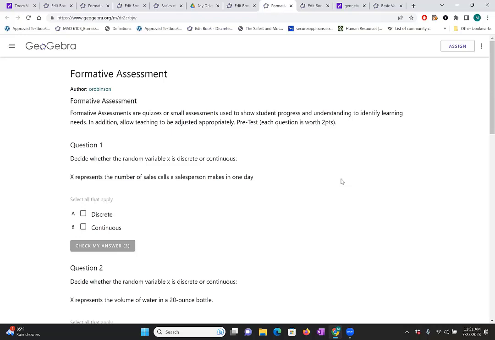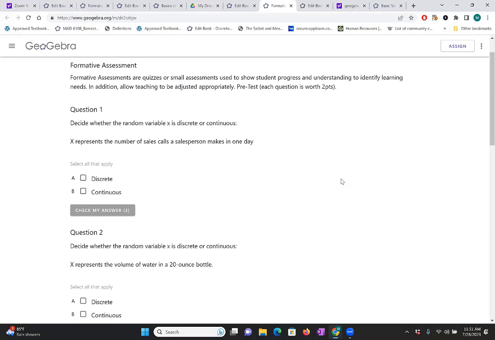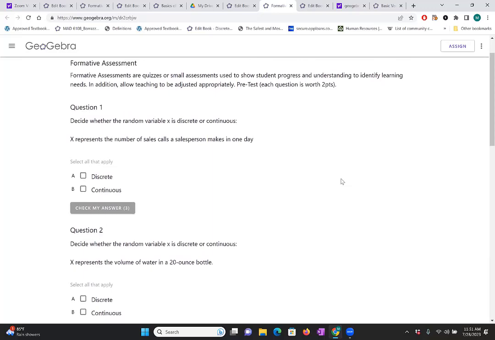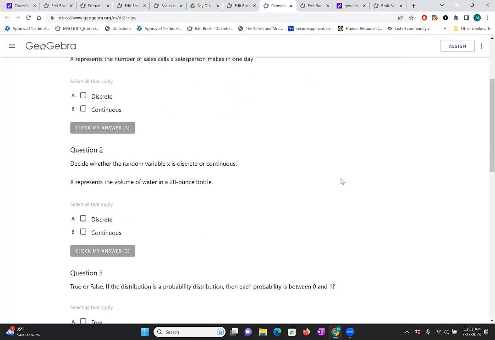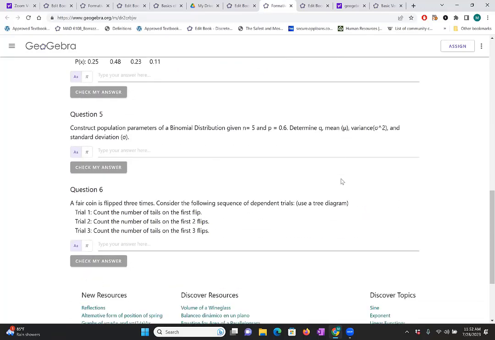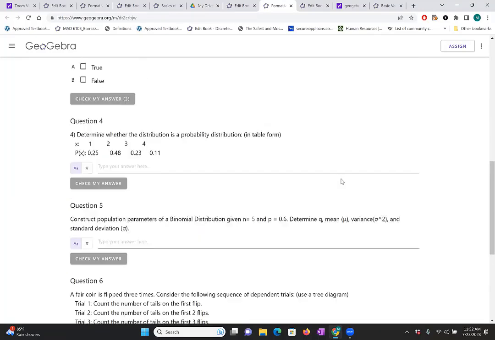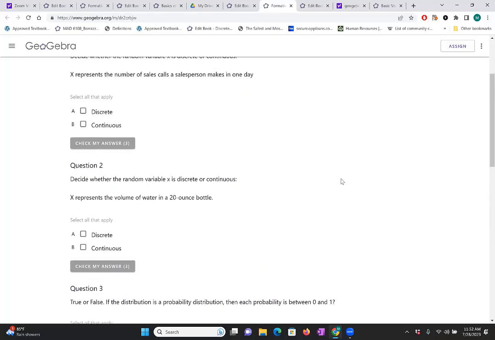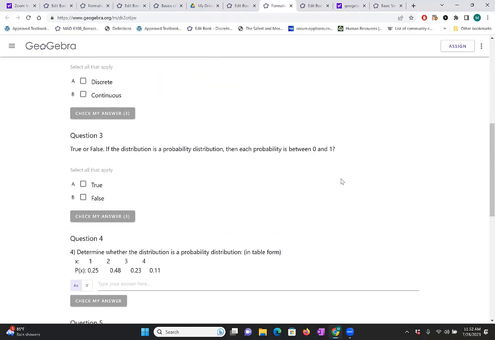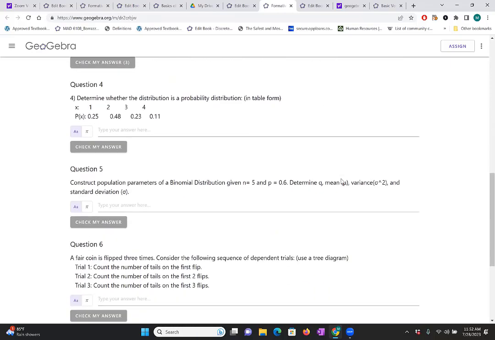in this field. So formative assessments are quizzes or small assessments used to show student progress and give teachers the opportunity to make adjustments. And here, generally, you can make it as long as you want, but ideally it's going to be short in comparison to the summative. So here we have a 6-question formative assessment. Some of it is multiple choice, or you could opt for fill in the blank if you wish to go deeper into the student's understanding.